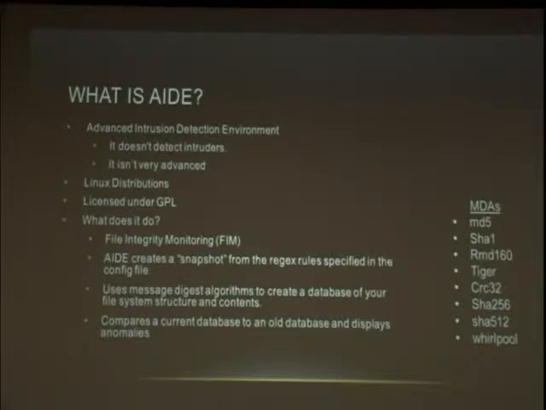What does it do? It's a file integrity monitor. It basically creates a snapshot from the regex rules specified in your config file. And then it uses MDAs, or message digest algorithms, to create a database of your file system structure and contents. So then you can take this database as an old original database, an initial database, and compare it with your newest database that you've made. And it'll tell you exactly where all the changes in your file system have been made. MDAs are pretty much hashes.